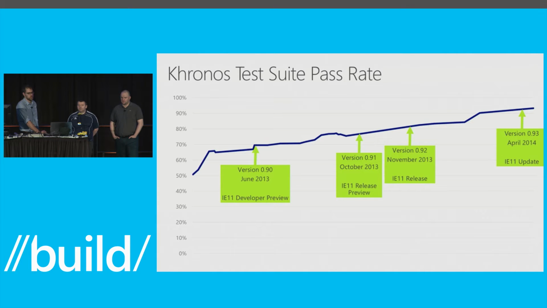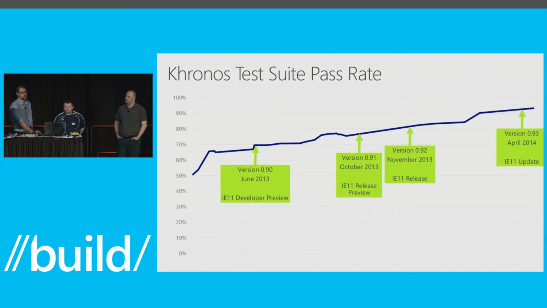In the release preview and the actual release of IE, we went up to, I think, 85%. And the version that we have now at Build, and that customers will get through Windows Update very, very soon, in the next couple of days, brings us up to 93% compliance with the Khronos test suite.